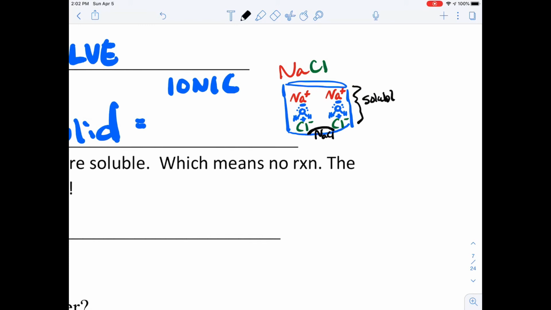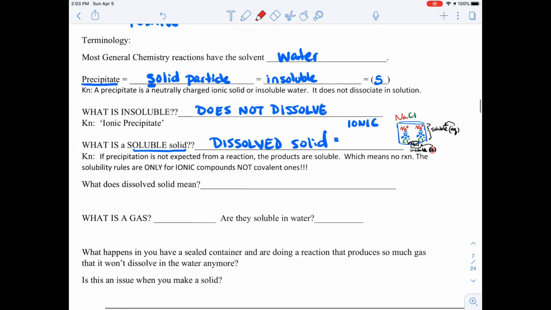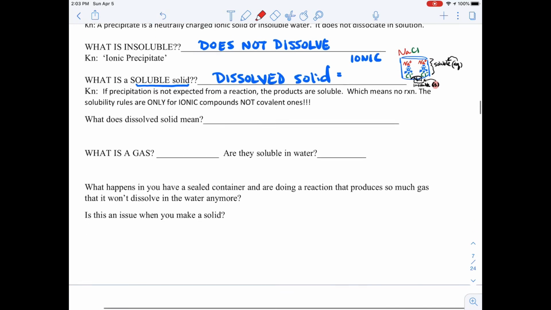So this is how it looks when it's soluble. And this is how something looks when it's insoluble. The letters we use are an S representing solid and an AQ representing soluble. Can't let yourself get those two things confused. S for solid, not soluble. AQ means that it's soluble in water. It also means one other thing when you're talking about acids, which we'll talk about when we get to the acids. Alrighty, so you see the difference between soluble and insoluble.